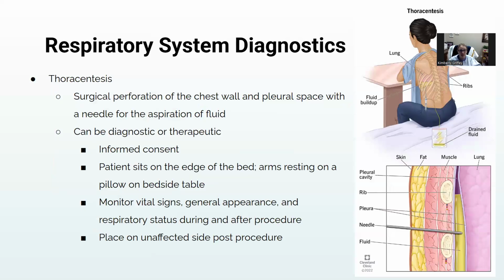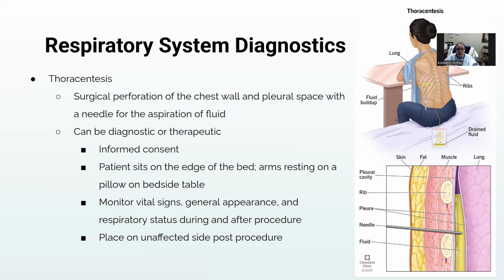You may need a thoracentesis. This is a surgical perforation of the chest wall and pleural space with a needle for the aspiration of fluid. So when you have an empyema, or a buildup of fluid in there that's causing compression of the lungs, we may need to go in and remove it. This can be used to diagnose, or it can be therapeutic. So sometimes if we think that somebody may have lung cancer, they can pull this fluid from the chest wall, and that can tell us if they have a type of cancer or a buildup of bacteria.